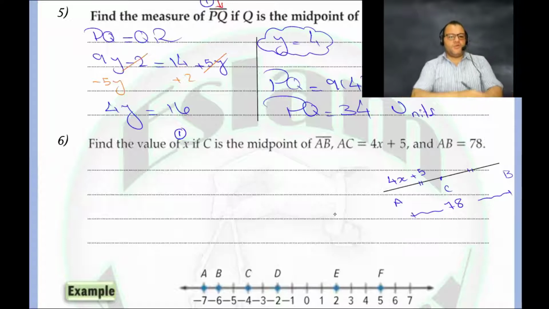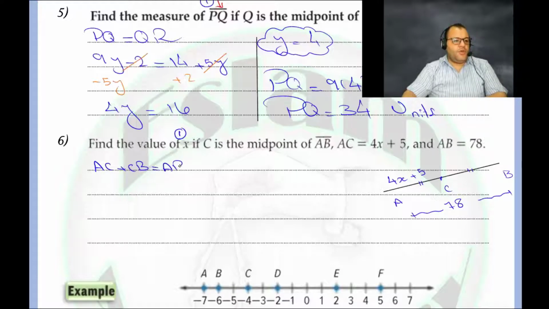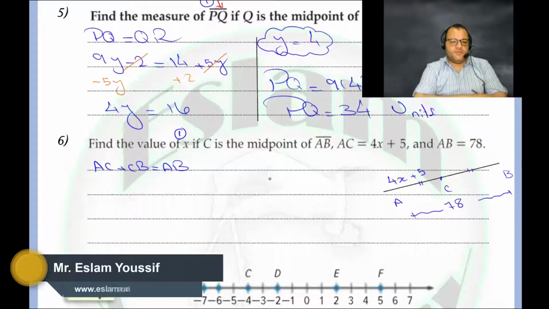So how do we solve this one? The formula which I told you, right? AC plus CB is equal to AB. So all we have to do is AC plus CB equals AB, with the given length. So 4x plus 5 plus, no, just a minute. Don't say no. Just continue with this solution.